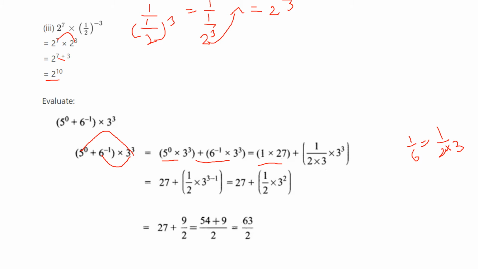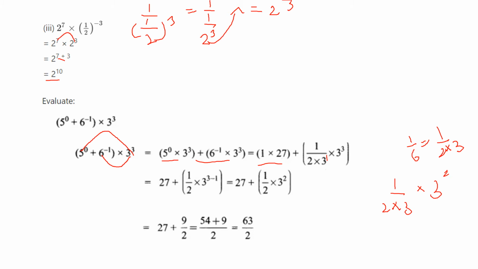So this is also one formula. 3 cube by 3 means a power 3 and power 1 is there here. So a power m divided by a power n means a power m minus n. So 27 plus 1 by 2 into 3 power 3 minus 1, that is 27 plus 1 by 2 into 3 squared. We can use this also. You can cancel it. 2 into 3 into 3 cube, we can cancel. This method also you can use.